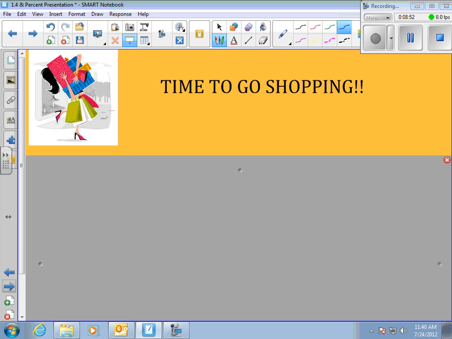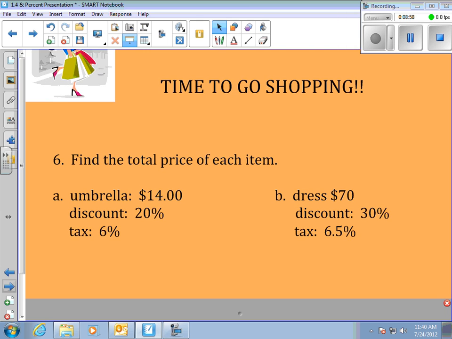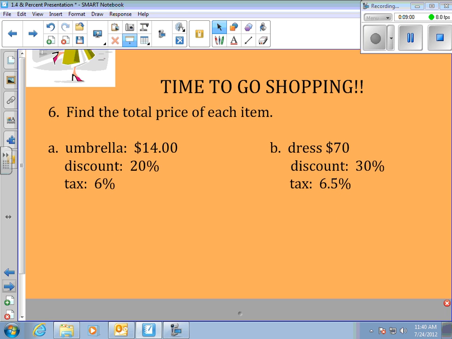Time to go shopping. This is where you're really going to apply some of what you learned. You guys have done this before. I know you've done this before. Time to go shopping. Here it is. An umbrella costs $14. But you get a discount of 20%, which is good, so it's not going to cost quite $14. It's going to cost less than $14. But then you have tax, which if you look at it this way is bad because it's going to increase the cost of the umbrella.